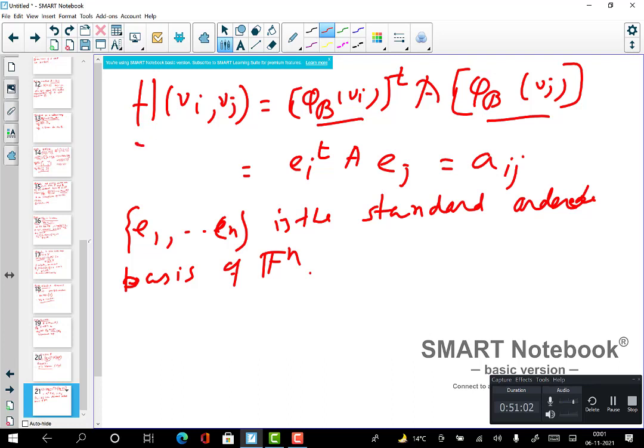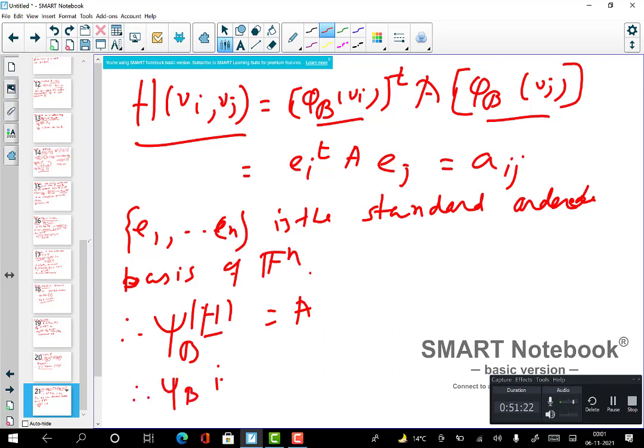And so this is exactly matching, right? So what does that mean? That means the matrix representation of H with respect to the basis B is nothing but A. So given A, you can find a bilinear form whose matrix representation is this, and hence psi is onto, done. That means we just proved that psi B is a bijective linear map, and hence psi B is an isomorphism.